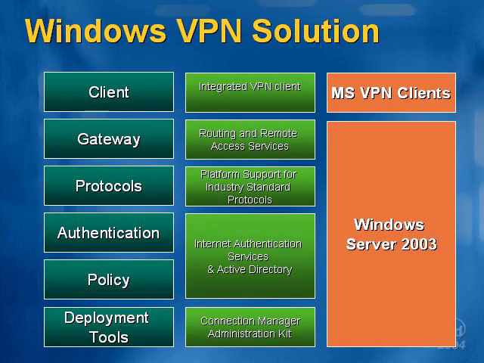So looking at this solution stack for VPN, you have first integrated VPN clients, and there's a rash of excellent clients that support all the new good stuff that we'll go over in a second. The gateway is handled by Routing and Remote Access Services. Windows Server 2003 supports industry standard protocols. IAS and AD control authentication and policy. And finally, CMAK for deployment. All exist within Windows Server 2003. So we have a very nice, convenient, well-packaged solution to handle all aspects of the VPN solution.